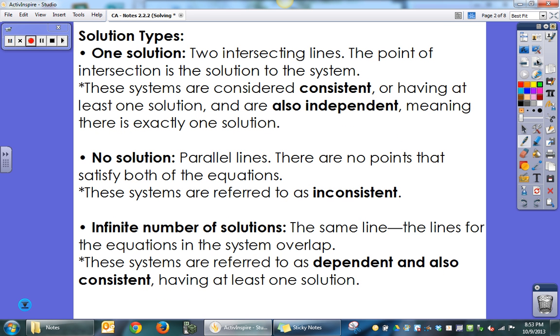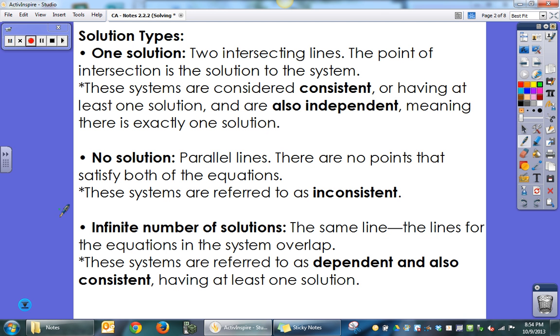So let's look at some examples. First of all, you've got one solution, you've got two lines that intersect. These are considered consistent and independent, meaning consistent, there is a solution, independent, there's only one solution. A system can also have no solutions, and this would exist when there are parallel lines. There are no points that satisfy both equations, therefore this system is referred to as inconsistent.